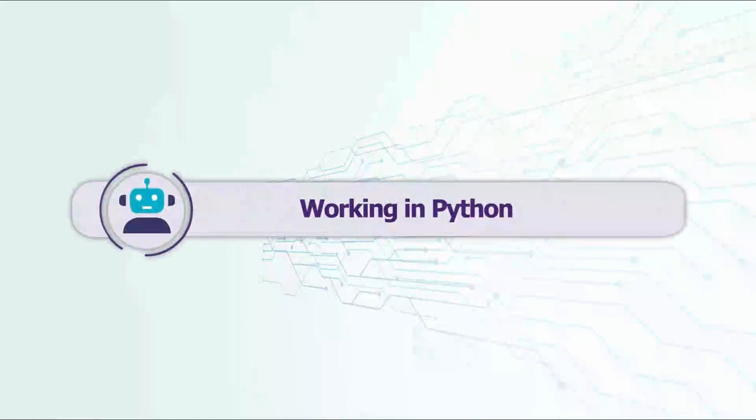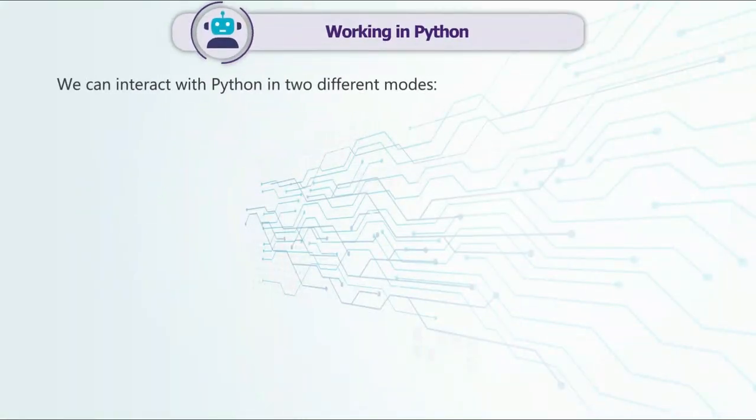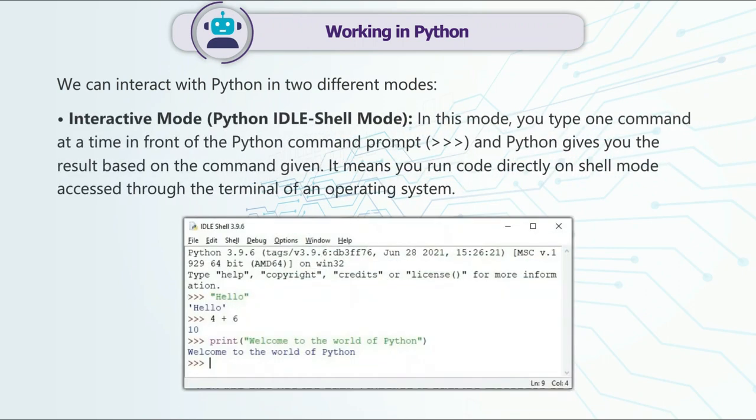Working in Python. We can interact with Python in two different modes. Interactive mode, the Python IDLE shell mode. In this mode, you can type one command at a time in front of the Python command prompt, and Python gives you the result based on the command given. It means you run code directly on the shell mode accessed through the terminal of an operating system.